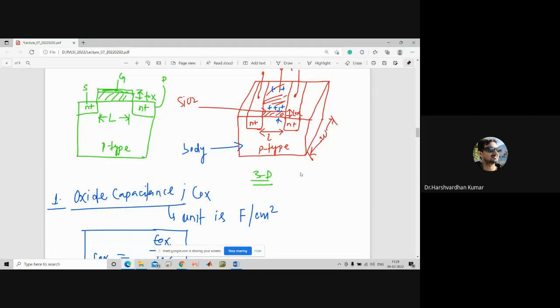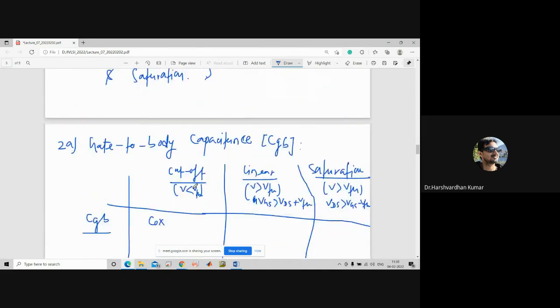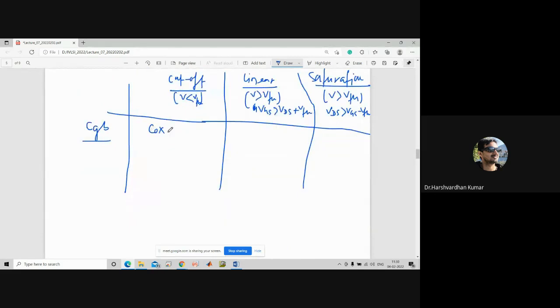Can anyone guess what the area is here? What is the definition of area? Area is equal to length times width. So here the length is L and the width is W. So this capacitance C_ox will be multiplied by W and L.